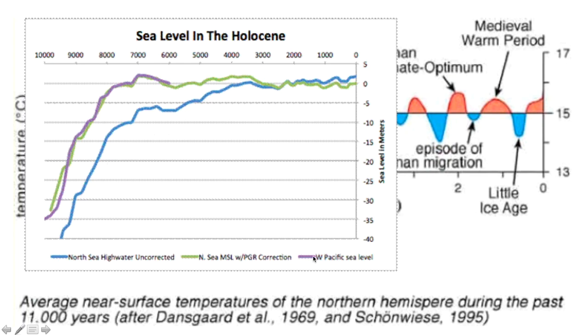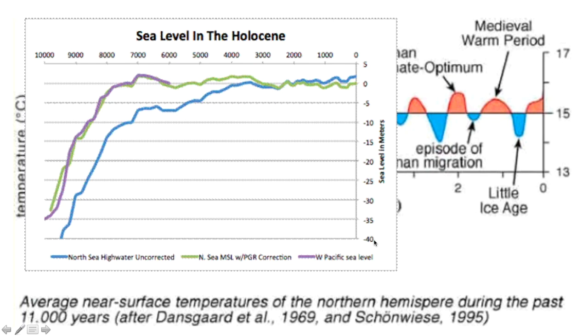See? Purple is the West Pacific. Green, that is, I don't know, the North Sea, but it's corrected. Anyway, the blue one is important for us. It shoots up very quickly from 10,000 years ago to 3,000 years ago. And this is a lot, okay? We're talking 40 meters.